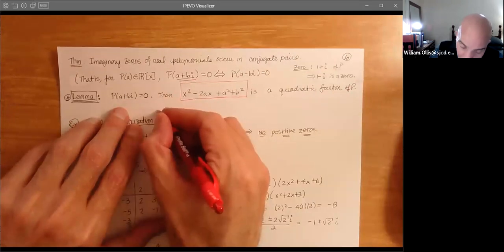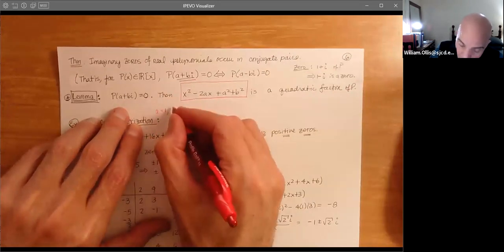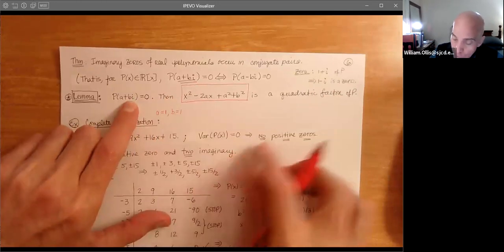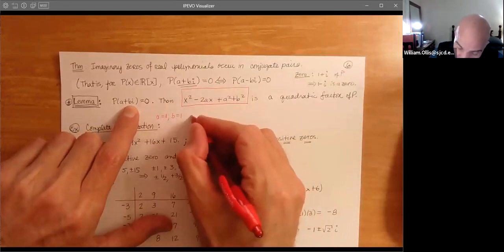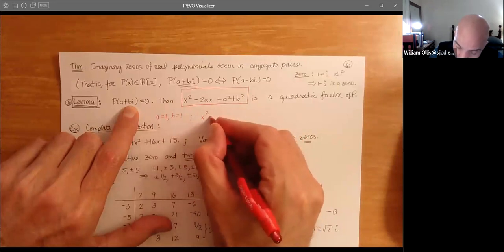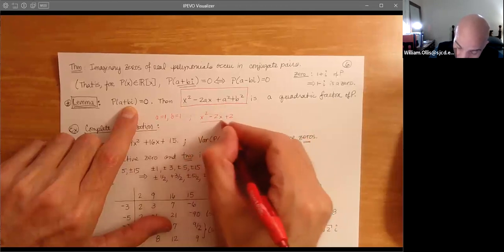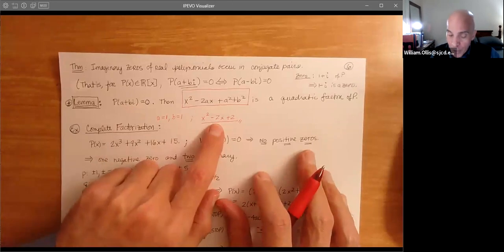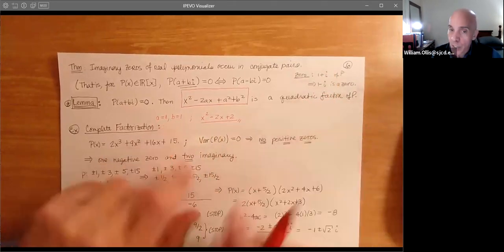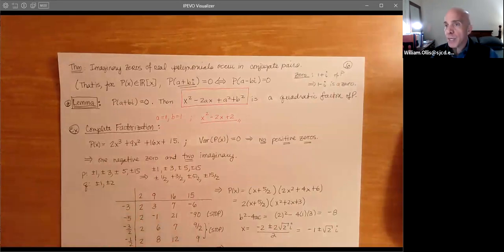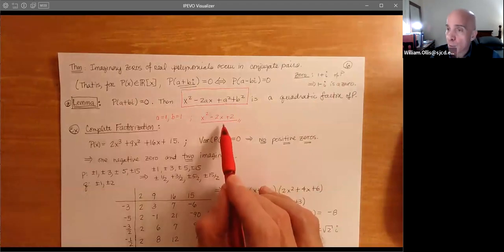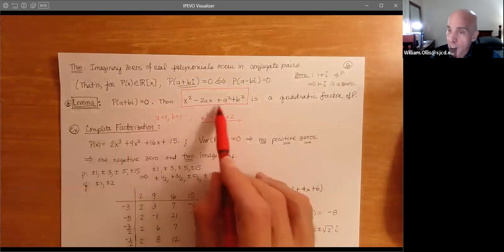Notice here, we have a equals 1 and we have b equals 1. That is, the coefficient of i is just 1. And when you write this down, we get x squared minus 2x, and then 1 squared plus 1 squared is 2. That, ladies and gentlemen, is the quadratic factor that gives rise to both of these zeros here. So instead of having to do the factor theorem and having to multiply out all those numbers, this theorem does it for you. The theorem proof actually is the multiplication. And so you can use this theorem to build polynomials more quickly using this result.